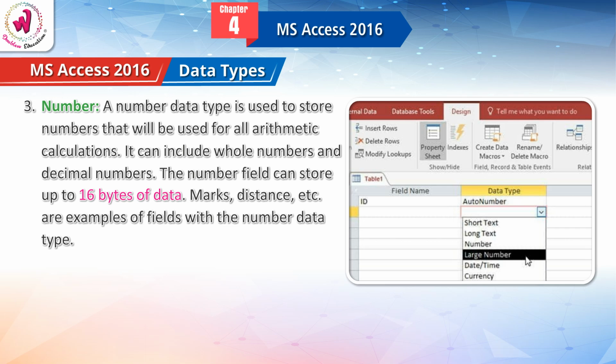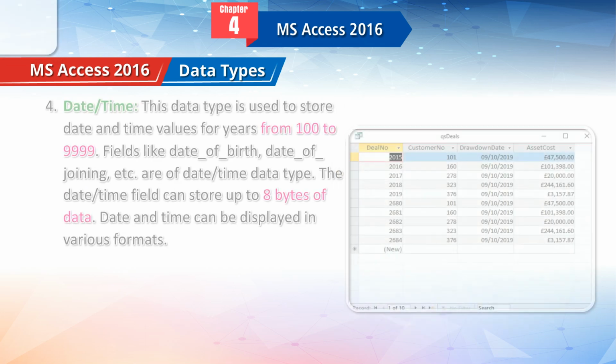3. Number. A number data type is used to store numbers that will be used for all arithmetic calculations. It can include whole numbers and decimal numbers. The number field can store up to 16 bytes of data. Marks, distance, etc. are examples of fields with the number data type.